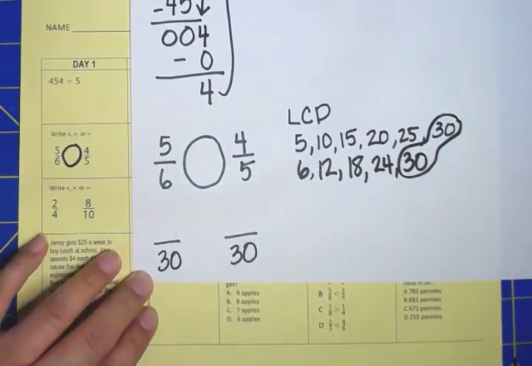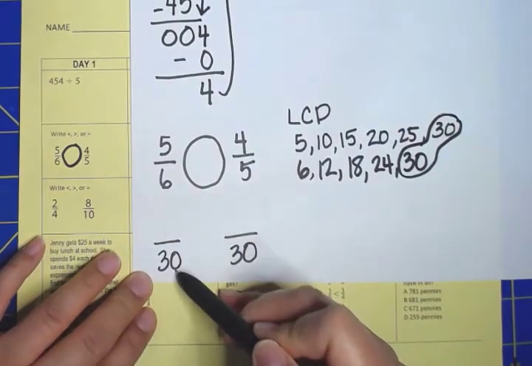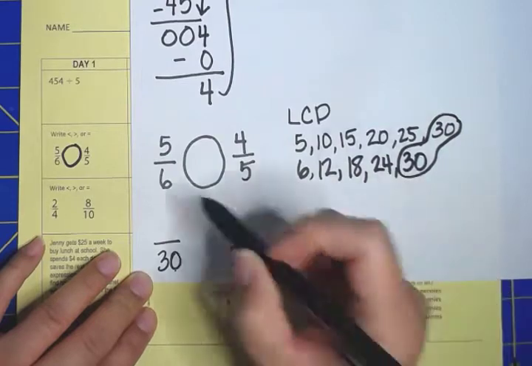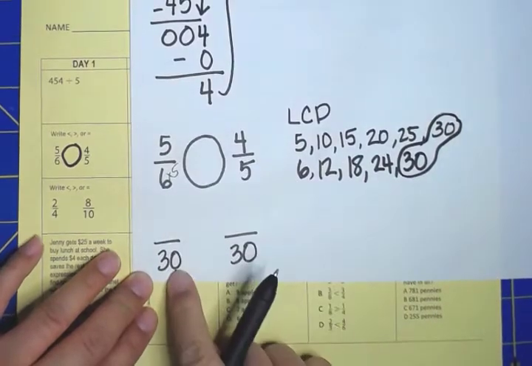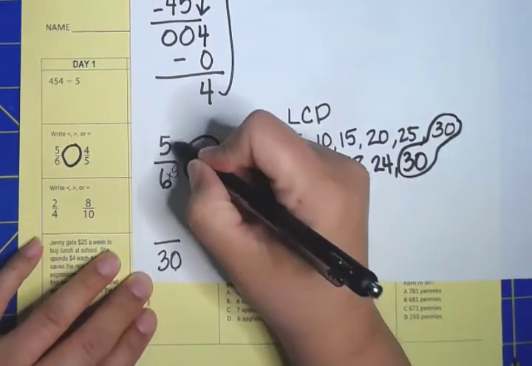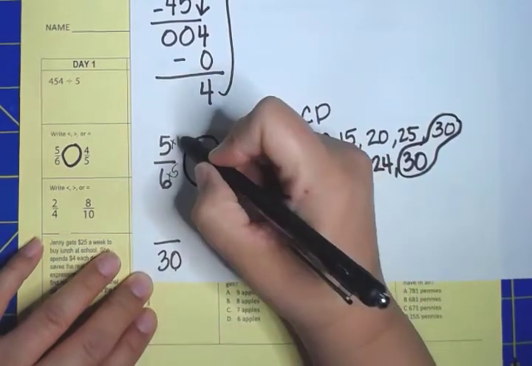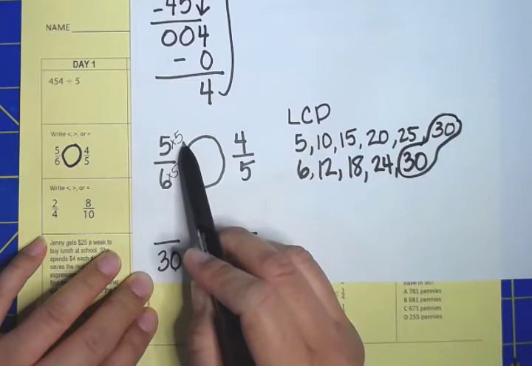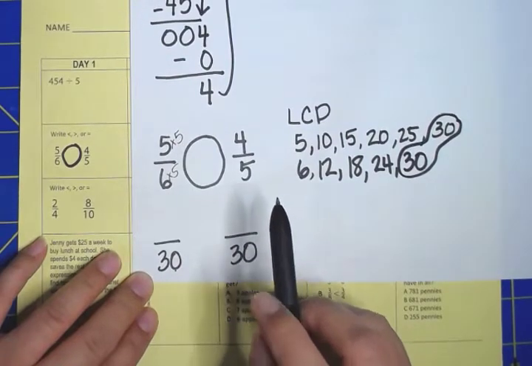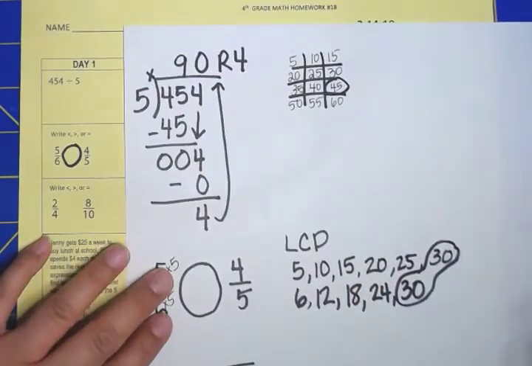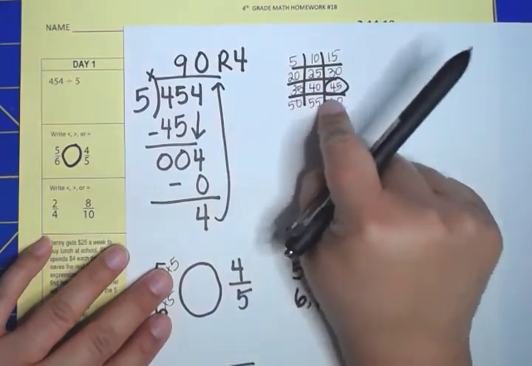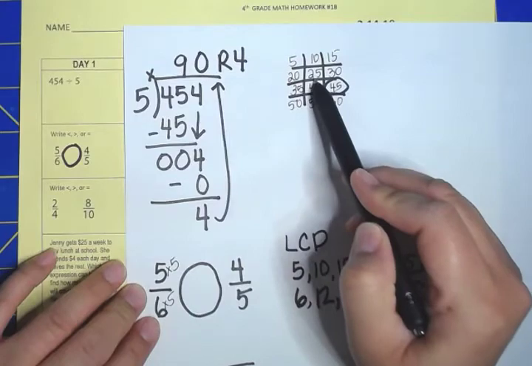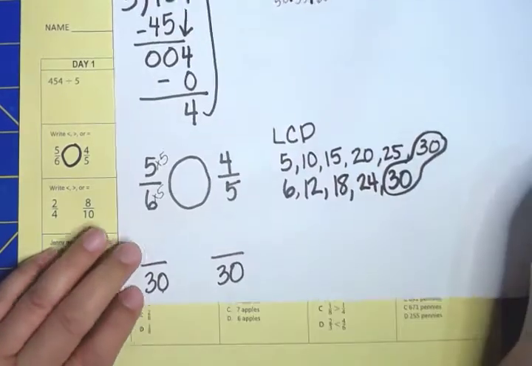Now, this is where you have to ask yourself, 6 times what equals 30? Well, if you forget, 1, 2, 3, 4, 5. 6 times 5 equals 30. And whatever you do to the denominator, you have to do to the numerator. 5 times 5 is, oh, you don't remember? Well, you can look at your multiplication tic-tac-toe that you did over here. 1, 2, 3, 4, 5. 5 times 5 is 25.